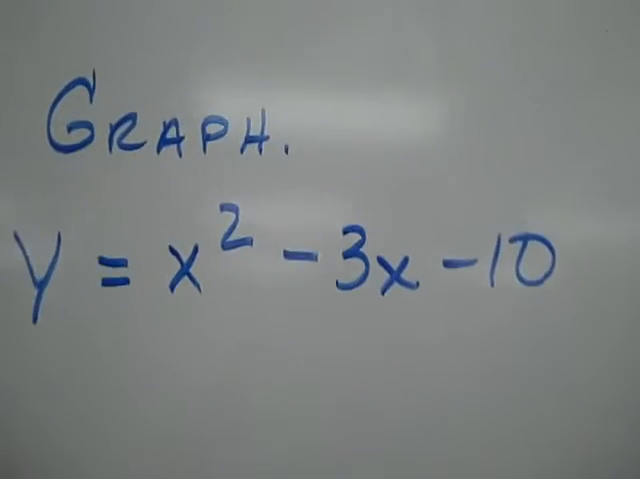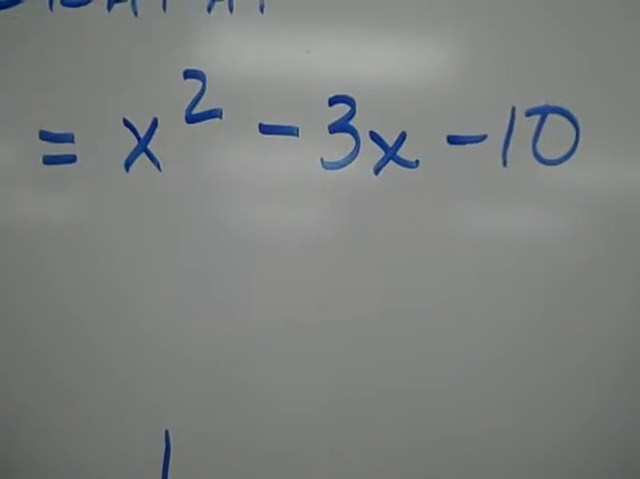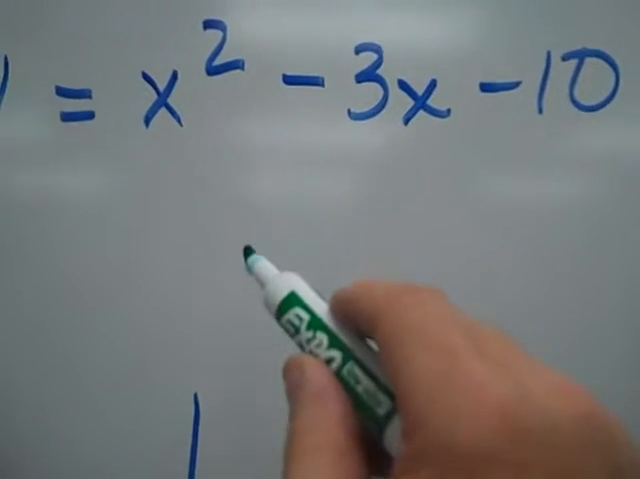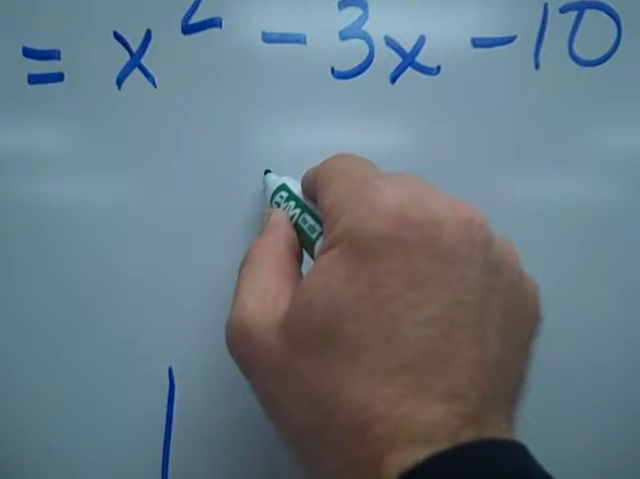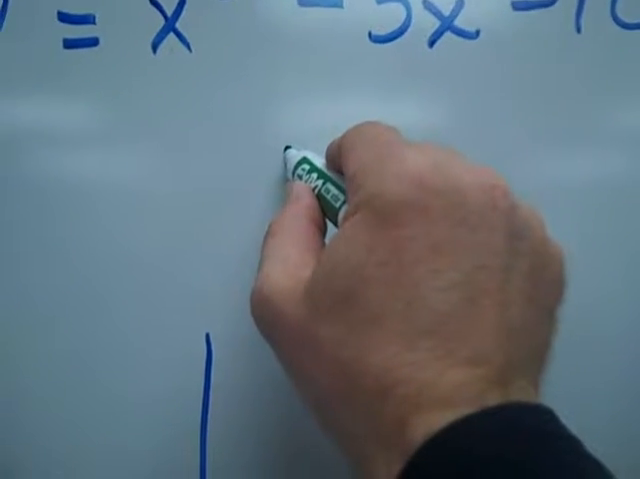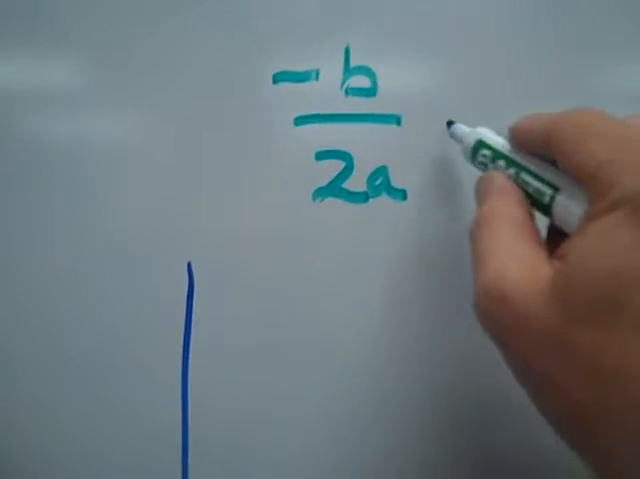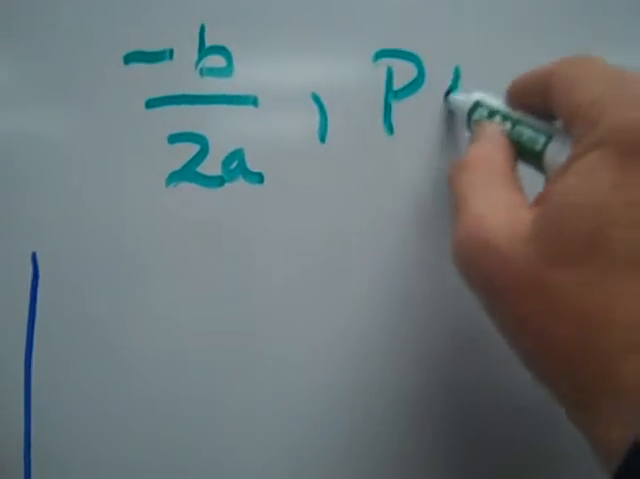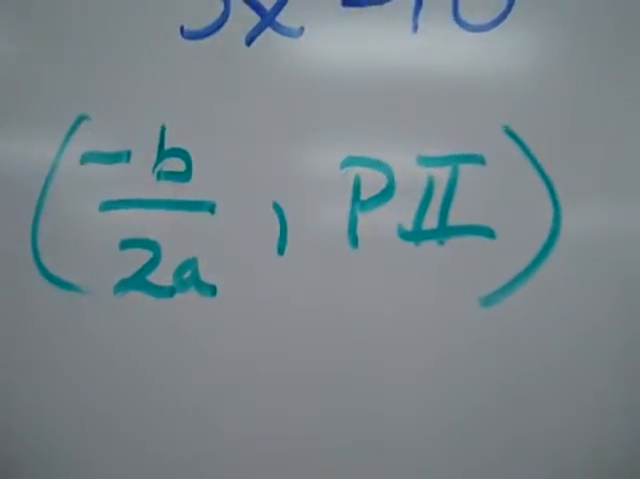Now this is a review here, but if I asked you to graph this, a lot of you would type it in your calculator and that'd be fine. I'm going to do it without a calculator. I'm going to find the vertex of this parabola. I'm going to take the opposite of b over 2a, and then plug it in. So once I have the vertex, I'm pretty good.